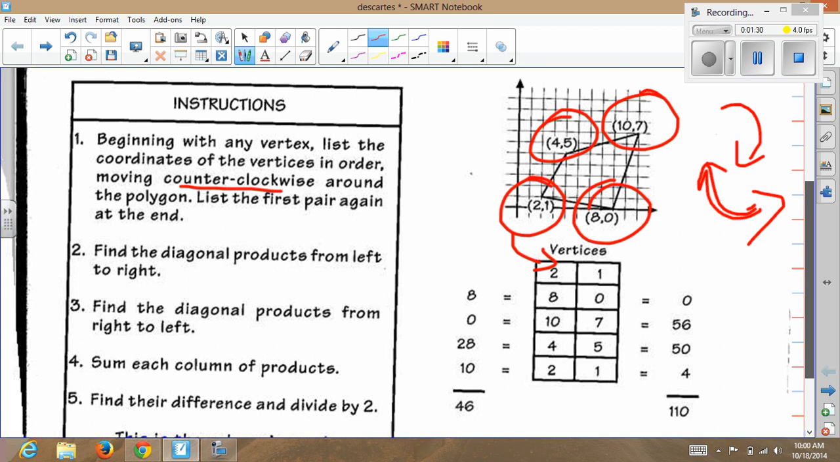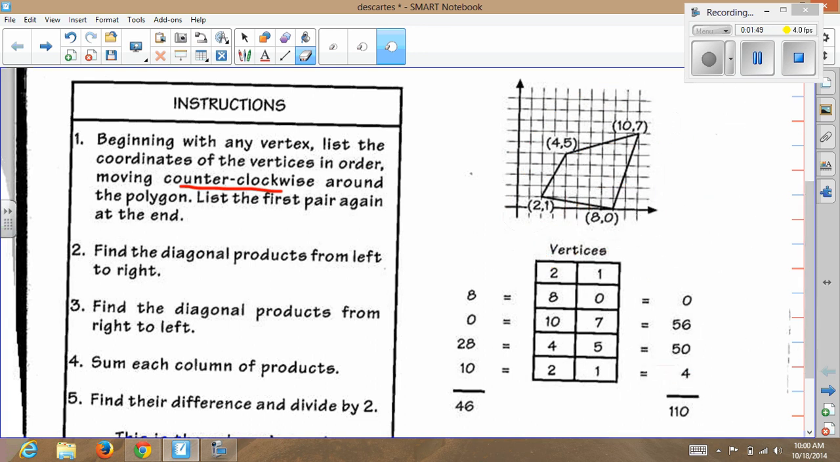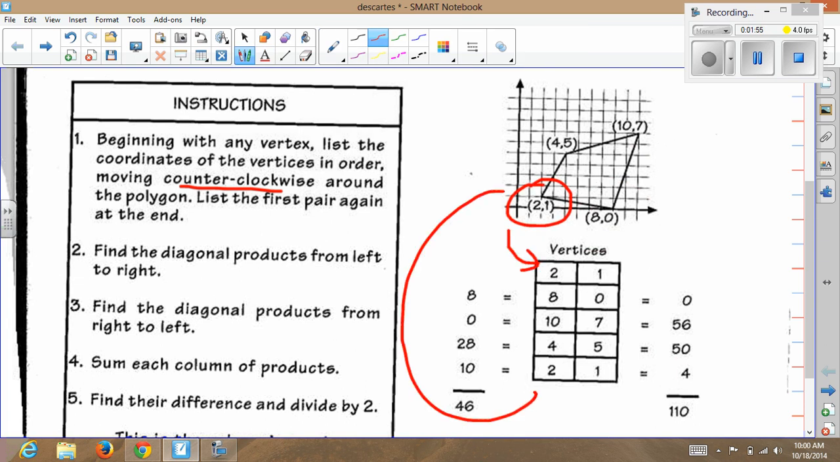So 2, 1, and then I'm going to have 8, 0, and then 10, 7, and then 4, 5, and then 2, 1. Now notice you have to put the beginning vertex at the top and the bottom of your chart. You have to have all these things on here. All right, so I've made my T-chart. I've got my 4 vertices written down, and then remember that you always have to have this first one written twice. So that's important.